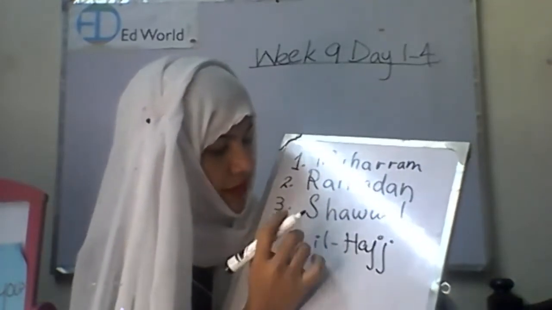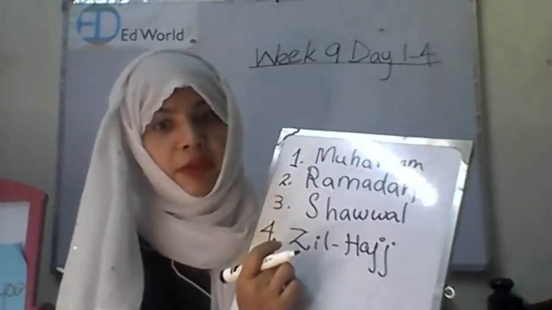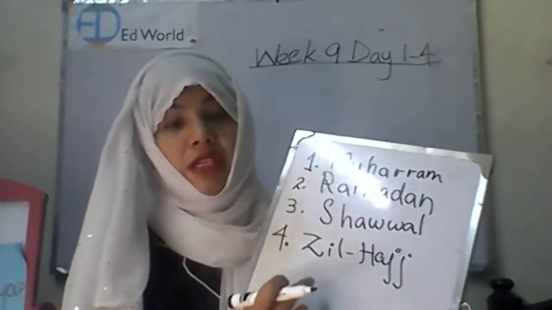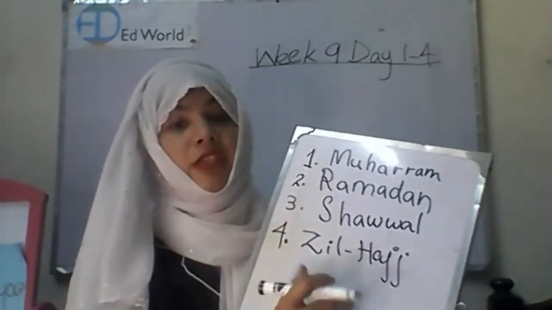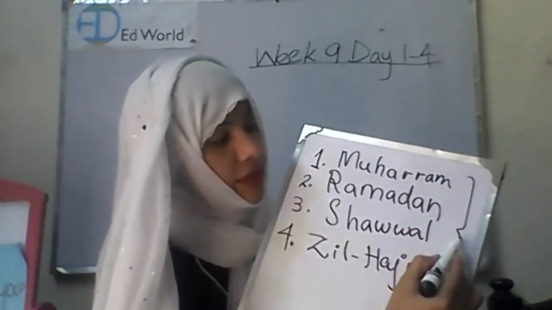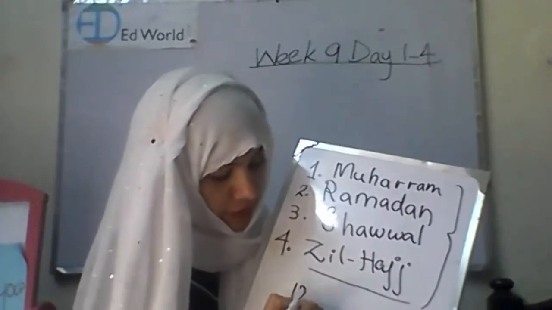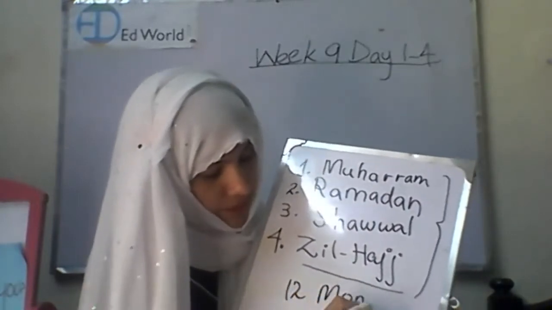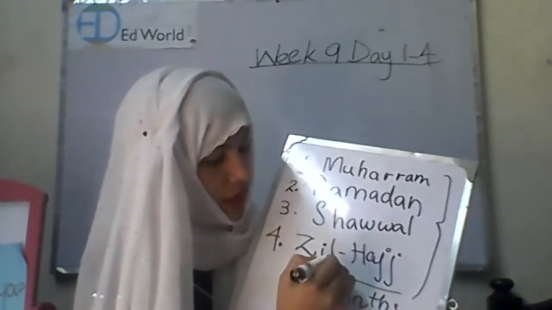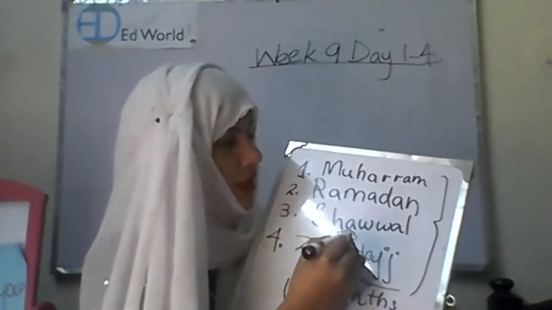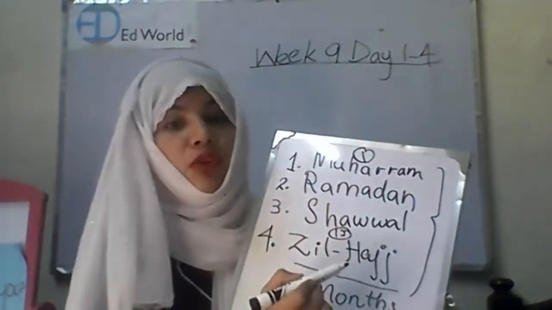I think I should write Z so it will not give you trouble to pronounce Zil Hajj. It's basically called Zil Hajj. So these are the four special months, and this is also the last month of the year. I mean, there are 12 months. The 12th number is Zil Hajj. The first number is Muharram.